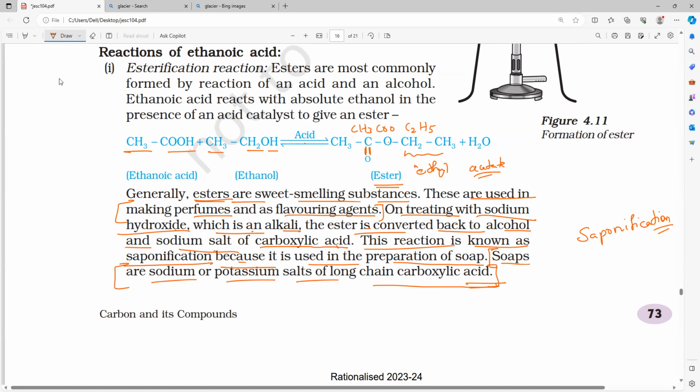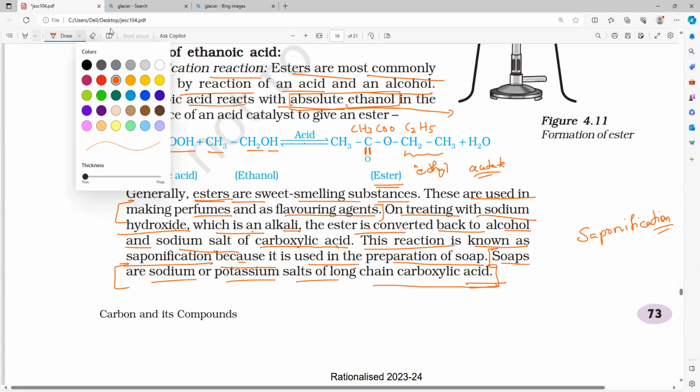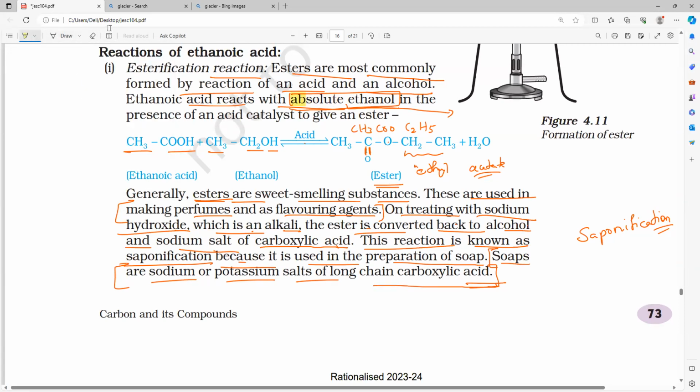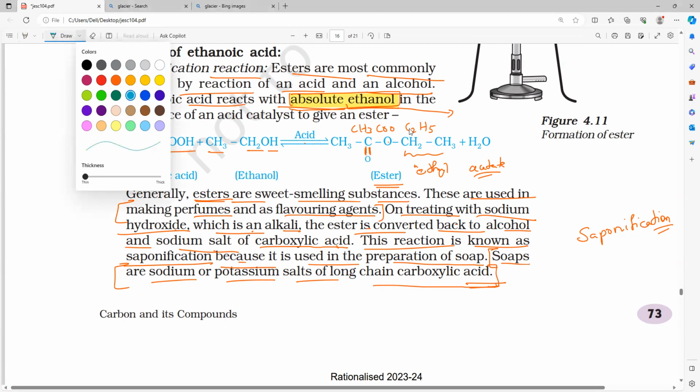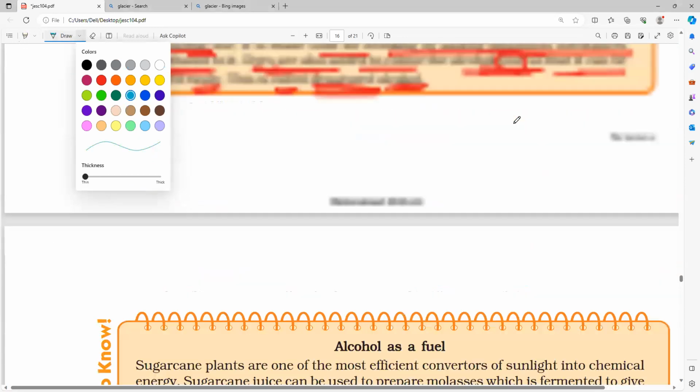Now, one more thing I want to say. In the esterification reaction, esters are most commonly formed by the reaction of an acid and an alcohol. Ethanoic acid reacts with absolute ethanol. What do you mean by absolute ethanol? Can anybody tell? We already studied absolute ethanol. Please respond, everybody. What do you mean by absolute ethanol? Anyone? Pure. Pure. I'm saying, when I'm teaching, if you are not listening, what can we do?